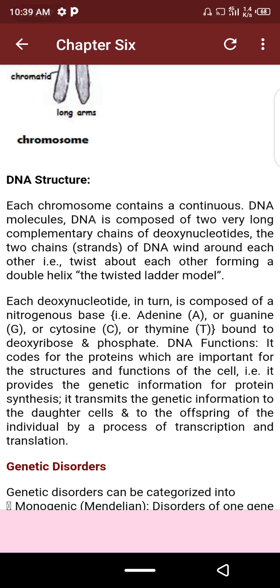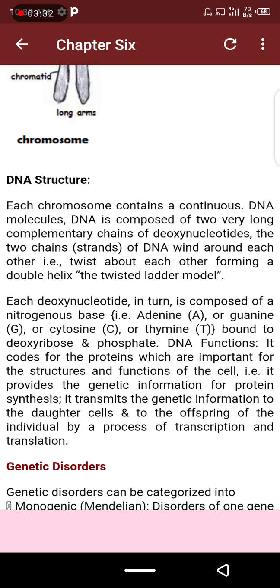Each chromosome contains a continuous DNA (deoxyribonucleic acid) molecule. DNA is composed of two very long complementary chains of deoxynucleotides. The two chains of DNA wind around each other, i.e. twist about each other, forming a double helix, the twisted ladder model. Each deoxyribonucleotide in turn is composed of a nitrogenous base, i.e. adenine A or guanine G or cytosine C or thymine T, bound to deoxyribose and phosphate.